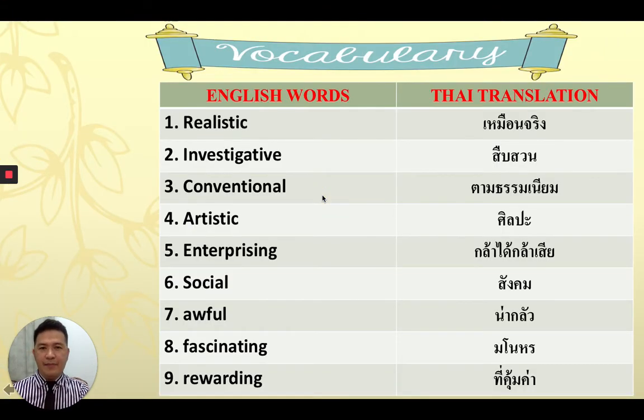Let's begin with our vocabulary words. Repeat after me. Realistic, realistic, and please say the Thai translations. Number 2, investigative, investigative. 3, conventional. 4th, artistic. 5th, enterprising. 6, social. 7, awful. 8, fascinating. And 9, rewarding. One more time. Realistic, investigative, conventional, artistic, enterprising, social, awful, fascinating, rewarding.